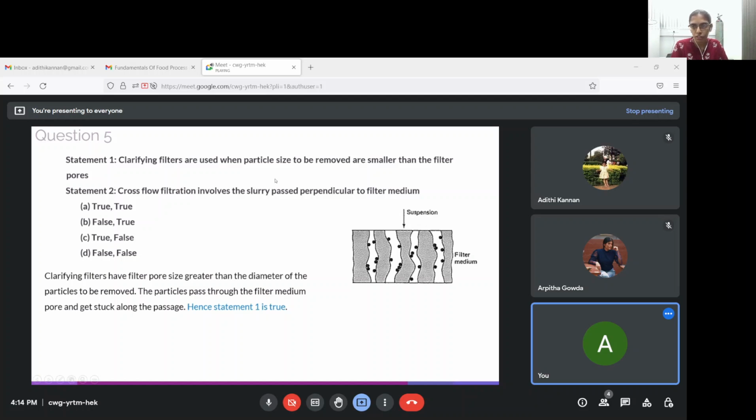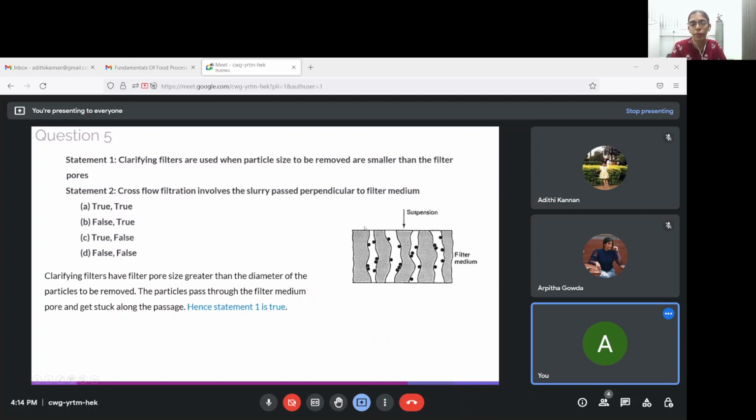So clarifying filters look like this. You have a large filter medium with pores inside it, and this pore size is larger than the size of the particle that needs to be removed. So your particle size that needs to be removed will be smaller and your pore size will be larger. In that case, your particles will actually go through the pores, but as they pass through the filter medium, they get stuck in between the filter. So that is how it is getting clarified.